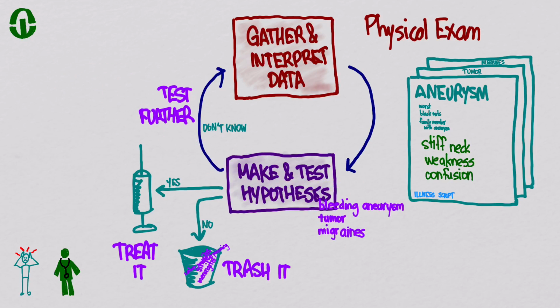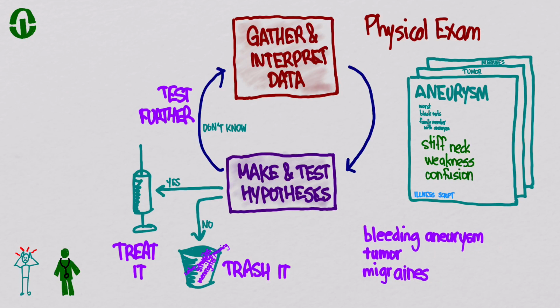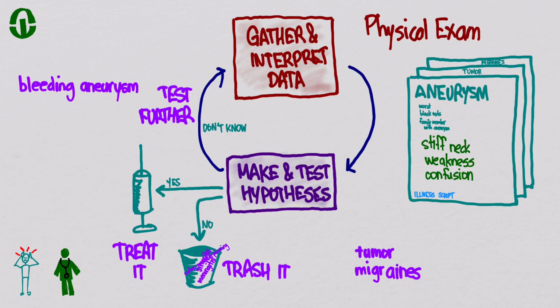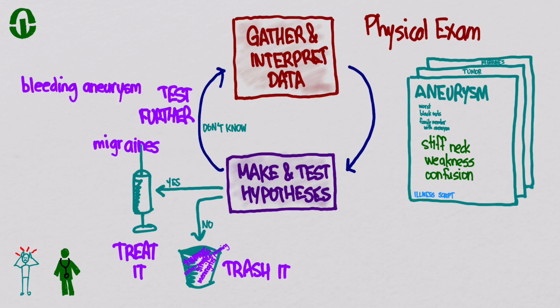So let's look at our differential again, and let's say that we feel like we still don't have enough information to say that our patient does or does not have a bleeding aneurysm. We need more data. Let's say for a tumor, our patient's neurologic exam was great, and we felt like this patient doesn't have it, so we're throwing that one in the trash as well. And migraines, we didn't have enough information either way to say they had it or didn't have it, so we're going to put migraines in test further.